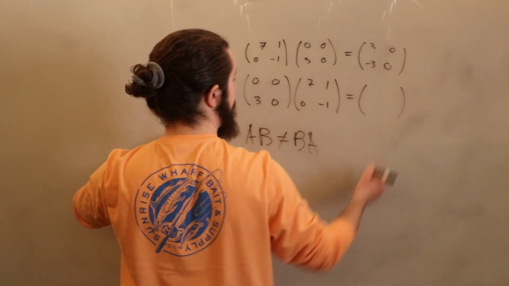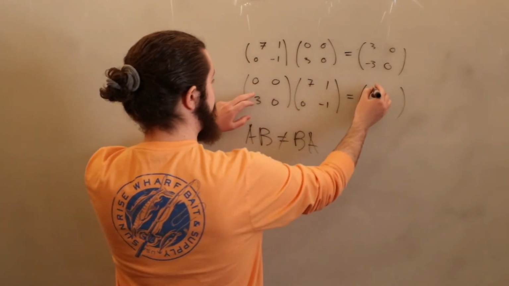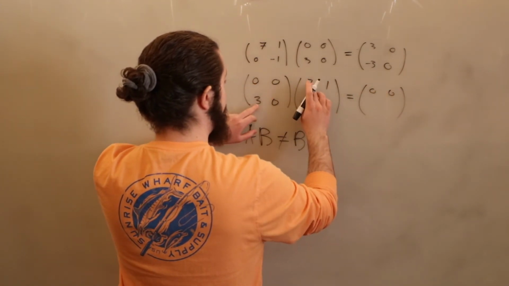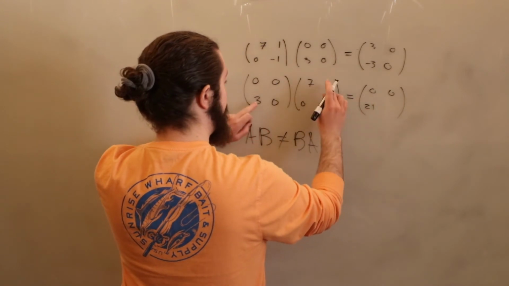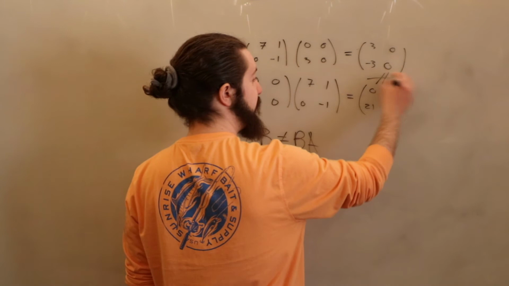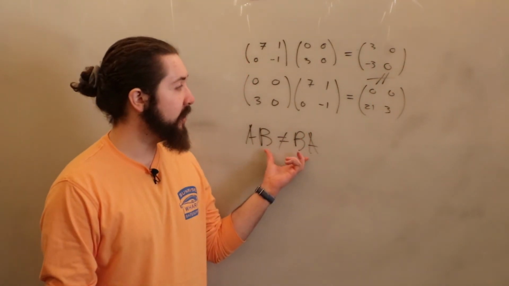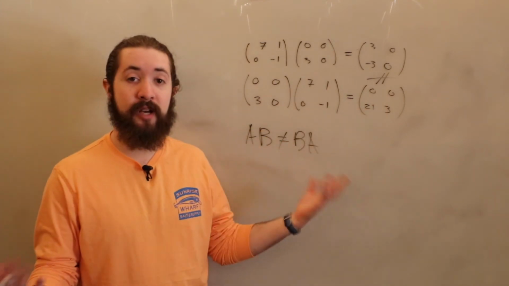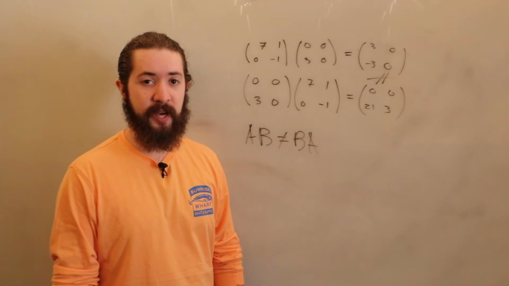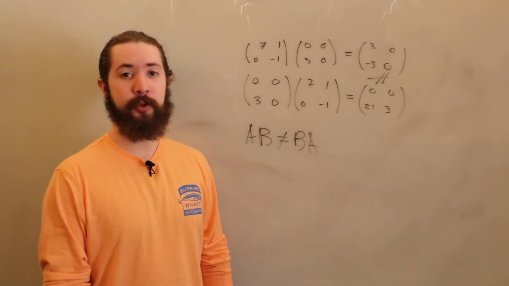Okay. Now, what about multiplying them the other way? 0 plus 0 is 0. 0 plus 0 is 0. 21 plus 0 is 21. And 3 plus 0 is 3. You see, these two matrices are not the same, right? So if AB were equal to BA, these would be the same, and they're not. So, counterexample. Be careful of that. Make sure you're multiplying matrices in the order you intend to.